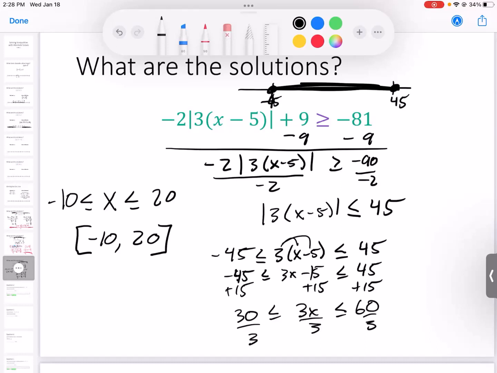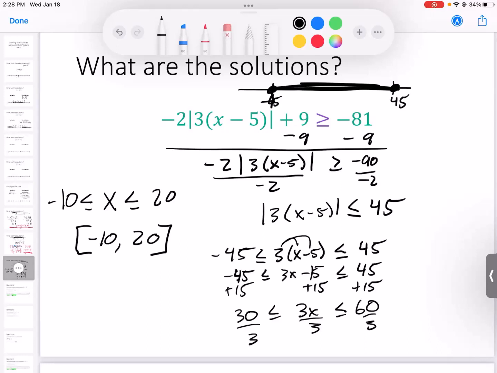Like distribute this? You totally could have. So I did that at this step right here. I just kept my inside stuff the same all the way through, and then I distributed it here. You could have done that way earlier and that would have been totally fine. Like right here or here. Yeah, any of these steps.